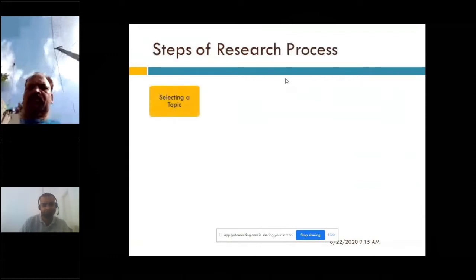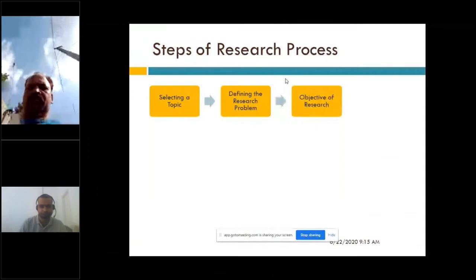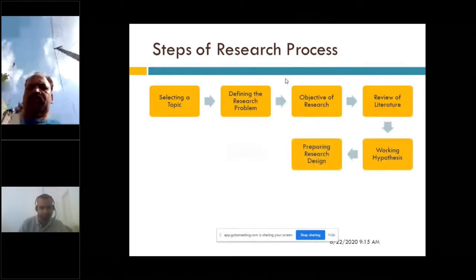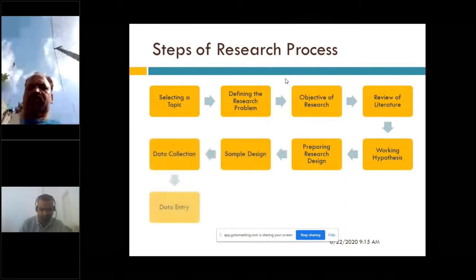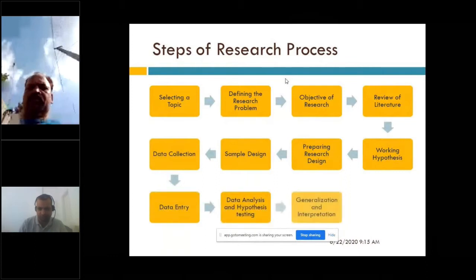Selecting a topic, defining the research problem, objective of research, review of literature, working hypothesis, preparing research design, sample design, data collection, data entry, data analysis and hypothesis testing, generalization and interpretation, preparation of thesis or report. So these are the essential steps in research process, which we will discuss in remaining slides.